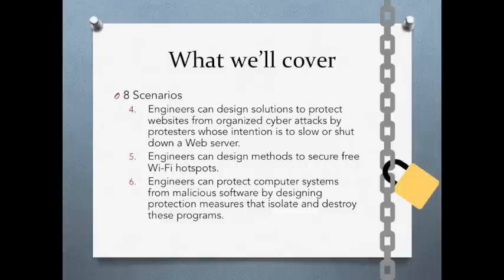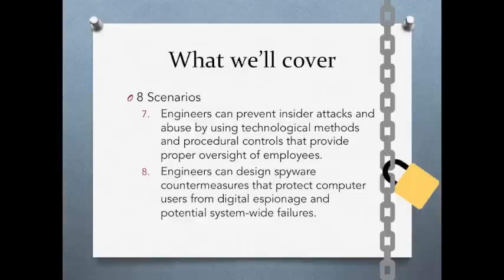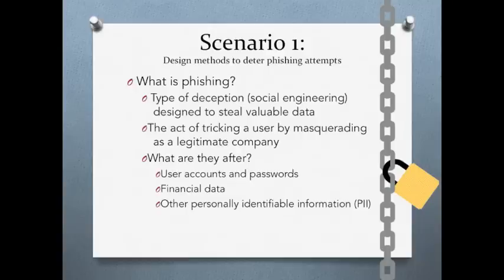Number 6, engineers can protect computer systems from malicious software. And so this one and I think scenario 8 are very, very similar together, so I'm probably going to group those together. Number 7, engineers can prevent insider attacks from an abuse by using technological methods and procedural controls that provide oversight of employees. So being aware of not only what our employees are doing, but data as it flows in and out of our organization. And then 8th, as I said, this is very similar to 6, so designing spyware countermeasures. And so we'll talk about what spyware is and some of the risks that it poses as well.